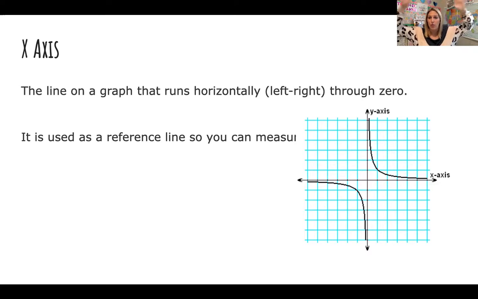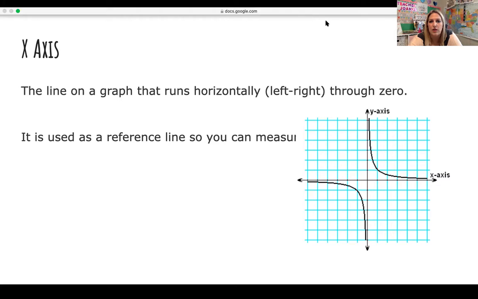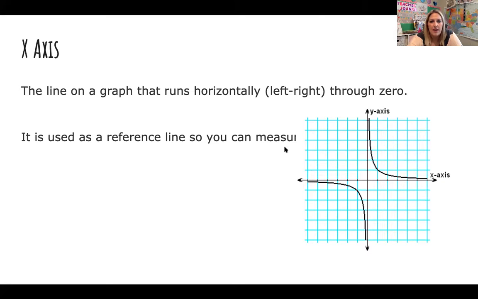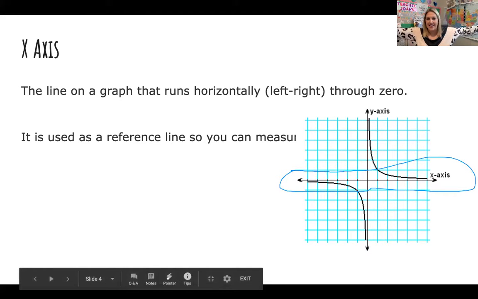So you're thinking about the horizon when the sun comes up, that line, the sun rises over that line. So it's always from left to right. It is used as a reference line so that you can measure. So right here, if you see my cursor, and I will annotate on this real quick just to make sure that you all can see it. Right here is your x-axis. Your x-axis.